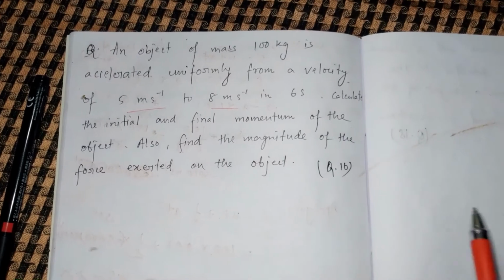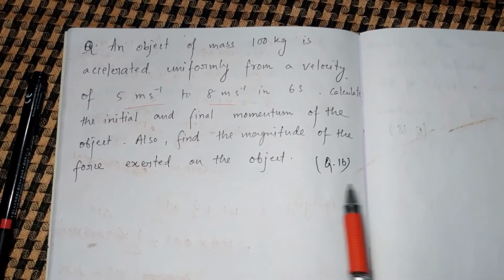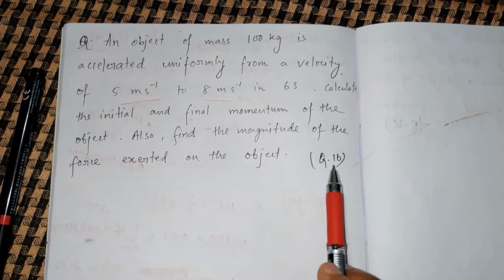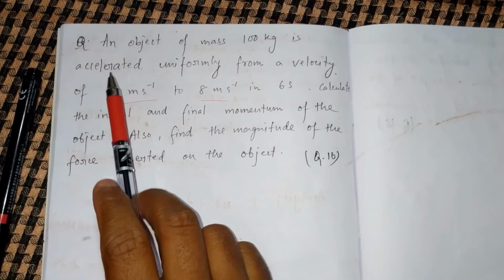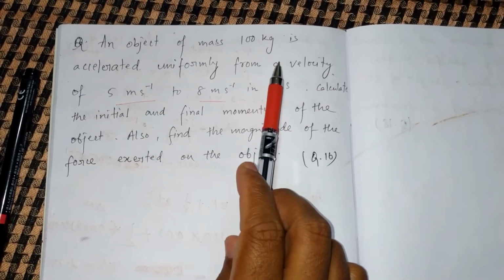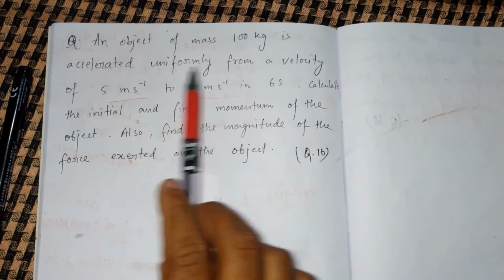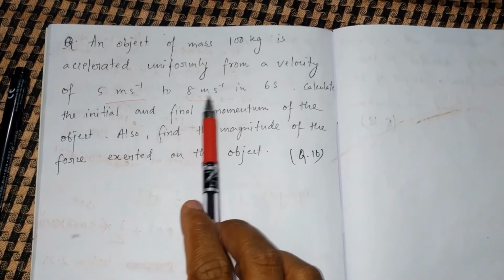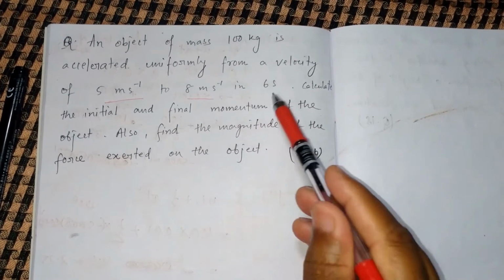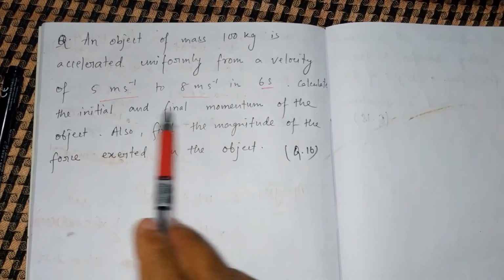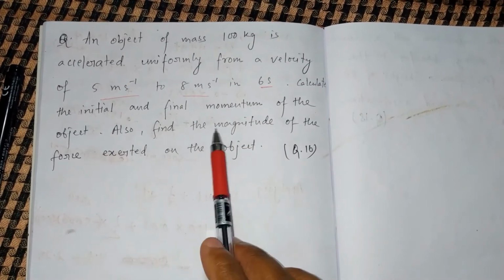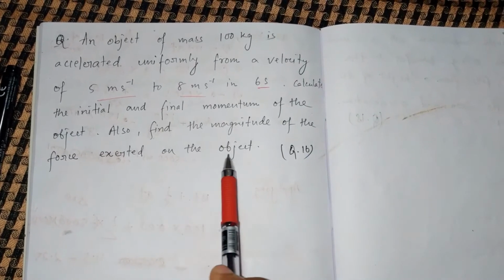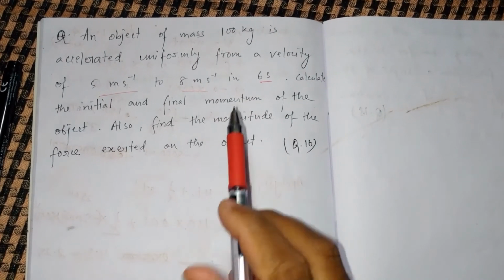Students, let's see the first question of this video. This is the 16th question of your exercise. So the question says an object of mass 100 kg is accelerated uniformly from a velocity of 5 meter per second to 8 meter per second in 6 seconds. Calculate the initial and final momentum of the object. Also find the magnitude of the force exerted on the object. So you see what the question says?